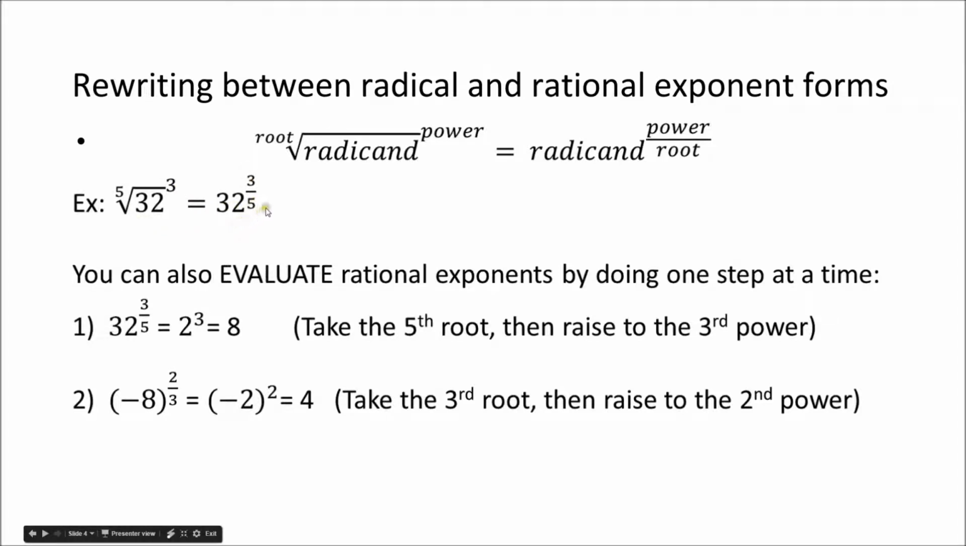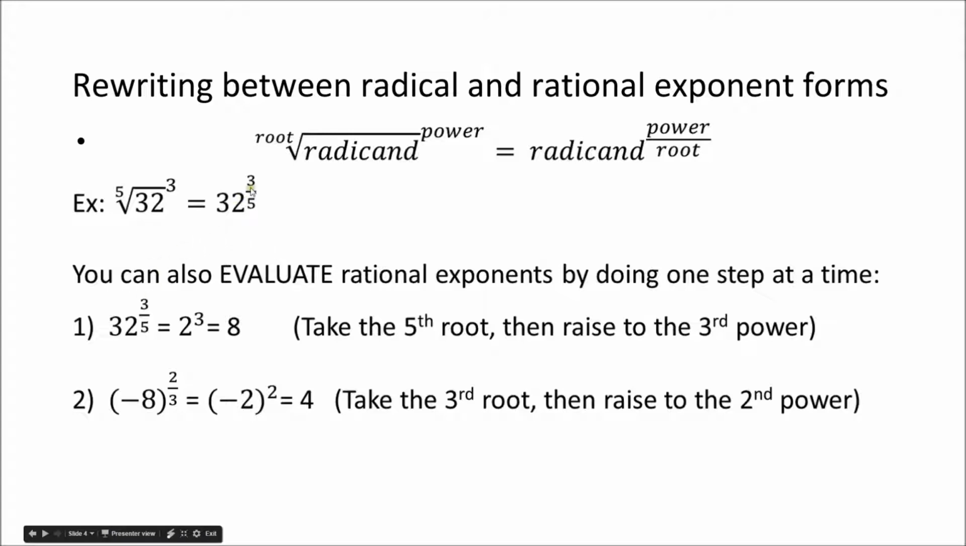So what you need to know here is when you have a rational exponent, an exponent which is a fraction, the numerator, the number on top, is the power, and the number on the bottom, the denominator, is the root. Just like that's the root and this is the power. So the 5 goes to the bottom and the 3 goes to the top. So when you see 32 to the 3/5 power, that's saying 32 to the third power, and then you take the fifth root. Or you could say in the other order, it's the fifth root of 32 raised to the third power.